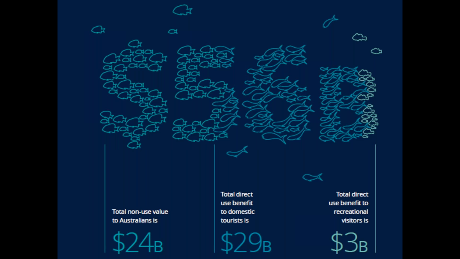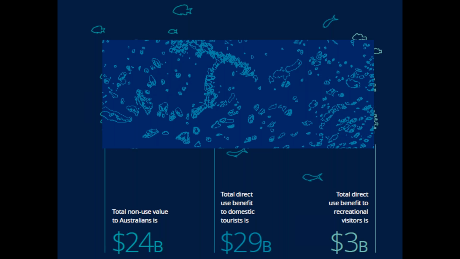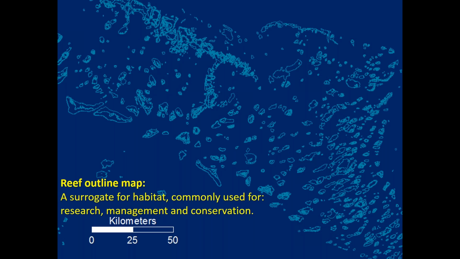Now, this is a picture out of a report that came out, and you see all these numbers are made up of fishes, and I realized they actually look like little reefs. And what you see now is part of the outline of reefs on the Great Barrier Reef. What you see here is actually a section of the Swain's Reef, and every little blue line is the outline of a reef. Currently, that is the only information present for every single reef on the Great Barrier Reef.